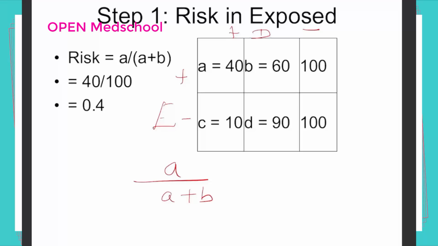So A is the smokers with cancer. B is the smokers without cancer. So the relative risk will be cancer patients divided by the total smokers. That is the risk in the exposed group. Same way you can calculate the risk in the non-exposed group. So that will be C divided by C plus D. Hope this way of calculation is clear.